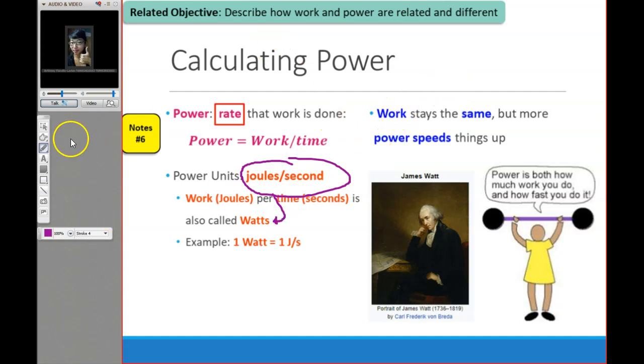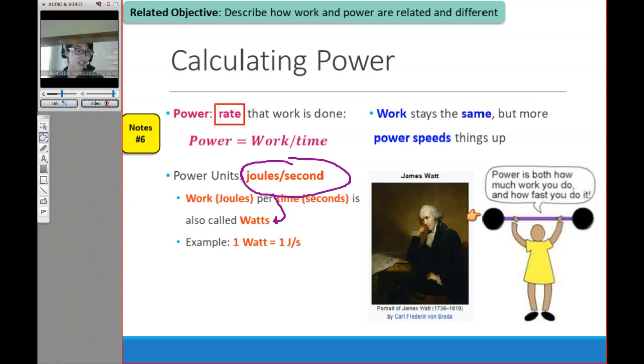All right. So again, work can stay exactly the same, but the faster you do things, the more power you have. Power speeds things up. So power is both how much work you do and how fast you get it done. Same thing if you're studying.